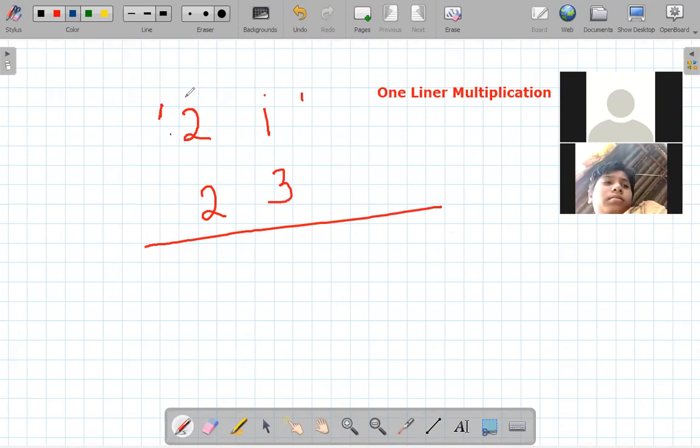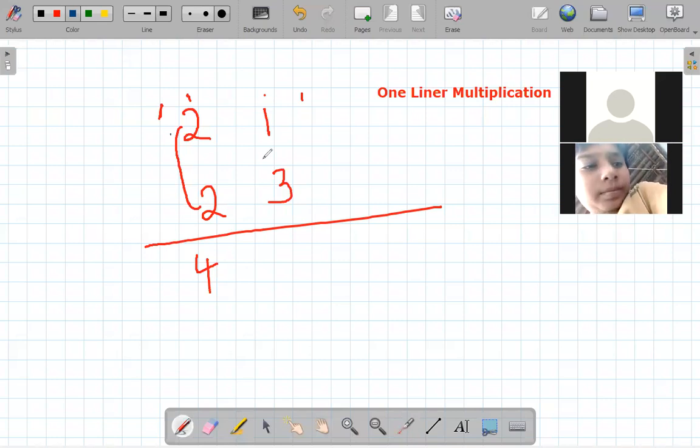So here this is the first column. First you multiply the first column. 2 2s are, that means 2 times 2. Multiply these two. How much will you get? 4. Right?